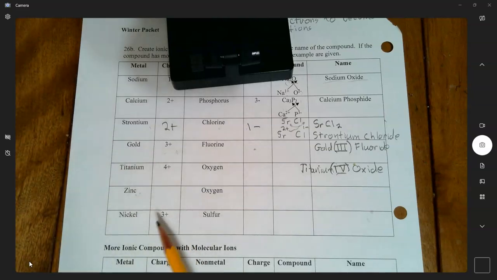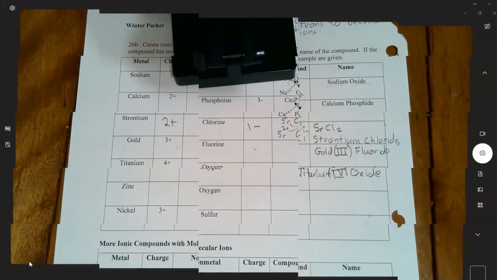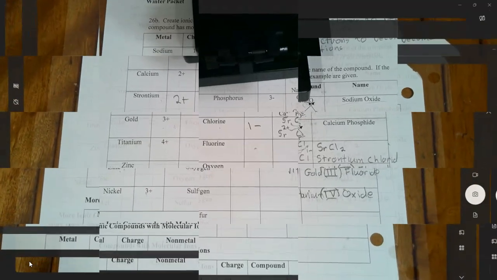Okay, and since it does have more than 1 possible charge, it's going to be nickel, Roman numeral 3, that's III, in parentheses, sulfide. Okay, nickel(III) sulfide. All right, that's how you do those. Again, go back and watch the video on naming compounds if you don't remember this, okay?